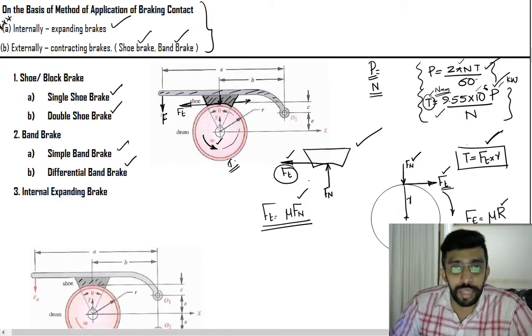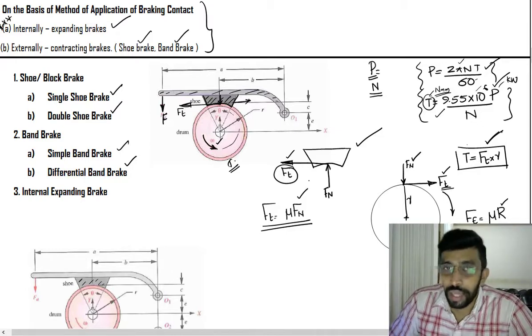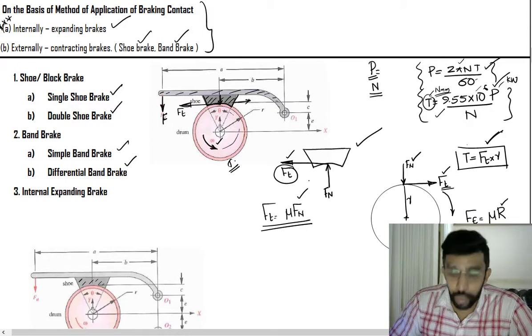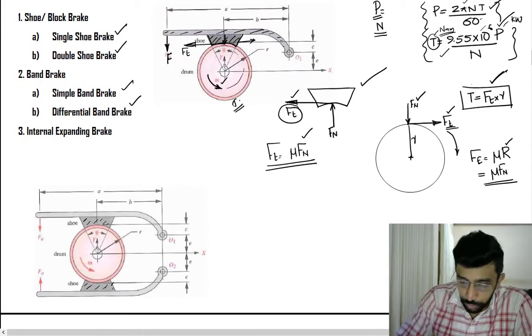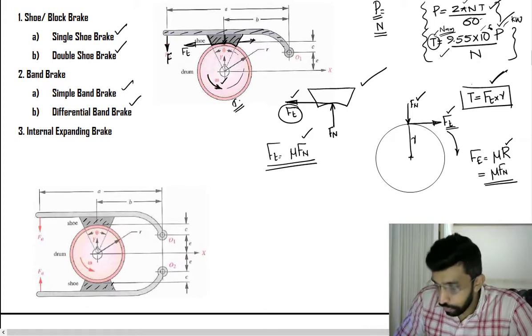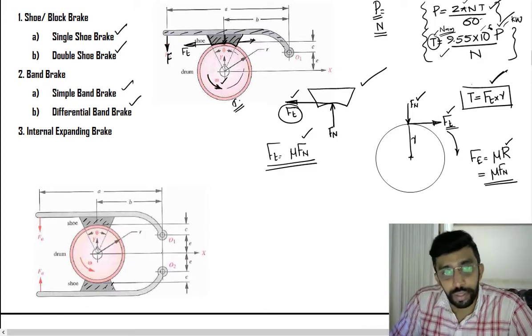These are the only forces that are acting on the system. There are no other forces acting on the system. So this is how you have to understand a simple shoe brake. Now when it comes to the case of a double shoe brake, the same system of forces is being used.